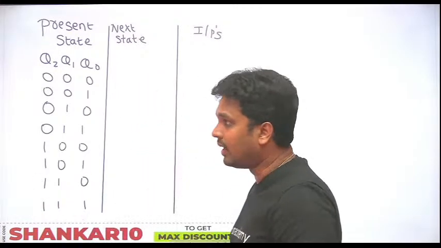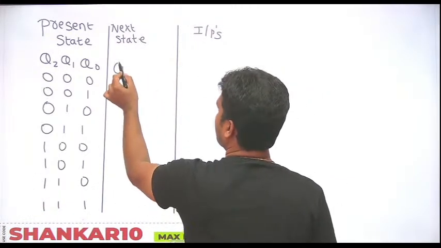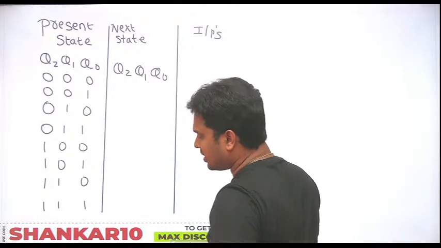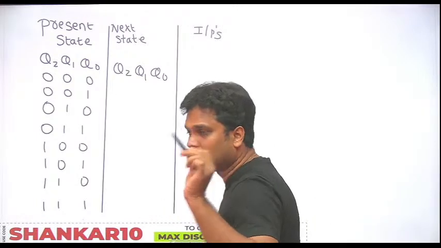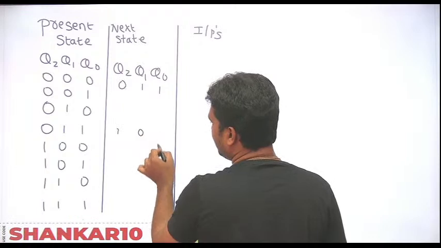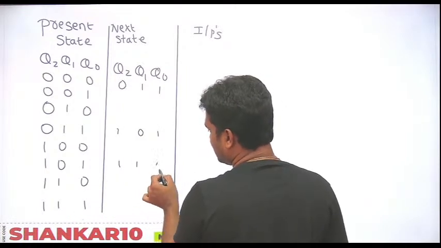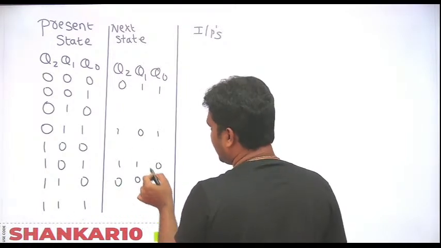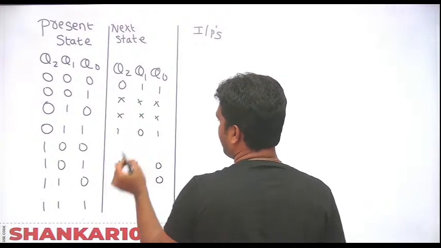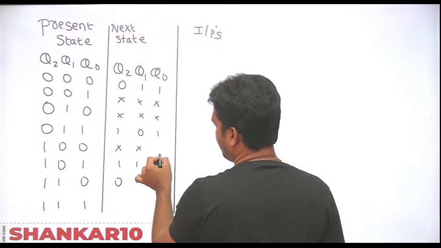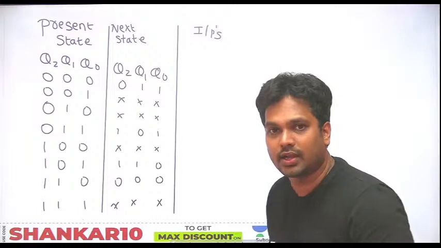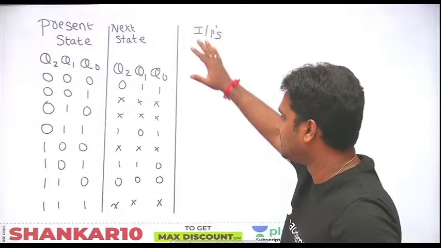And the next state is, according to the examiner, the sequence you need to count is 0, 3, 5, 6. For 0, next state is 3. For 3, next state is 5. For 5, next state is 6. For 6, next state is 0. The remaining you should take as don't cares. So this is the sequence.